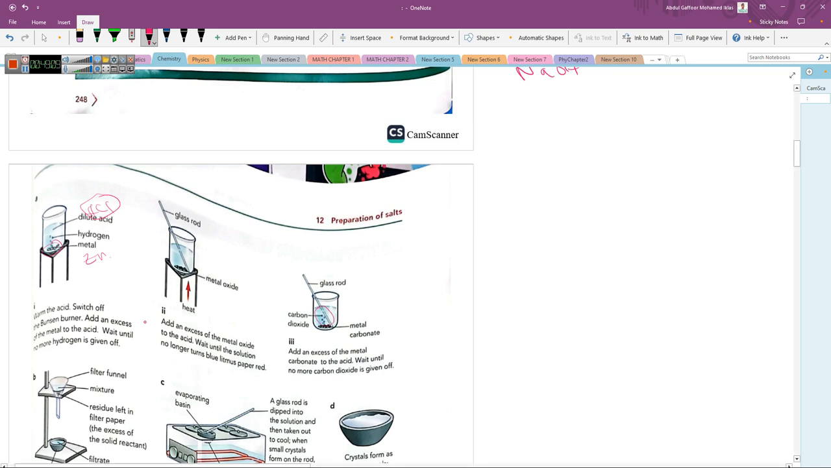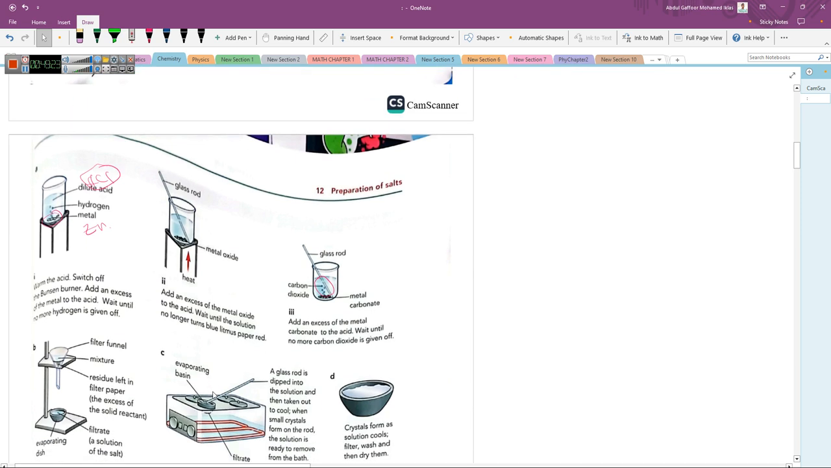Effervescence of acid, effervescence of gas will be observed. So which means the gas is produced. Let me just go through it. Carbon dioxide.